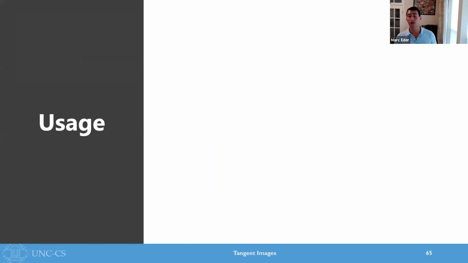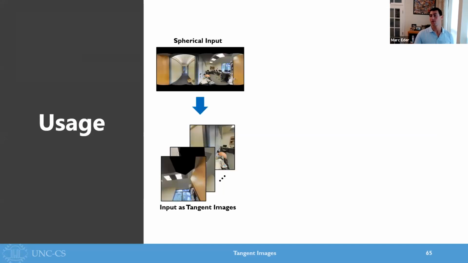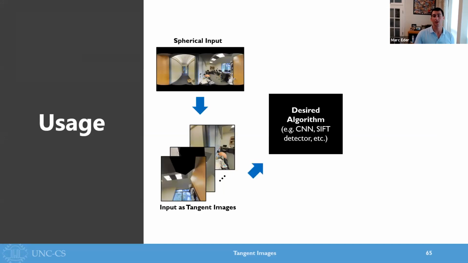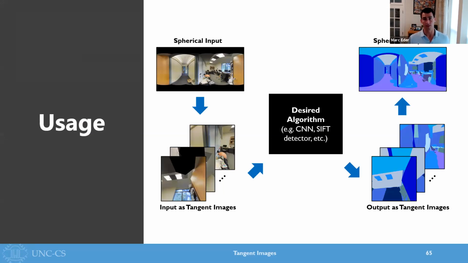In fact, in order to use them, all we do is take our spherical input, render it to a set of tangent images, apply our desired algorithm on these tangent images, and then take our outputs and render them back to our spherical representation. And I want to reiterate this again, just because it's one of the exciting things about tangent images. All you need to do is apply 2 resampling operations, one to create and one to transform back. That's it. Once you have tangent images, apply whatever computer vision algorithm you want.